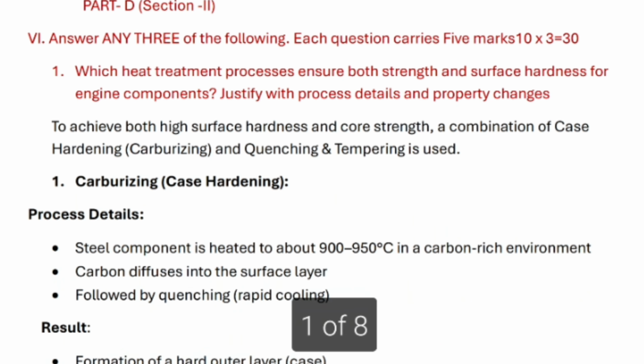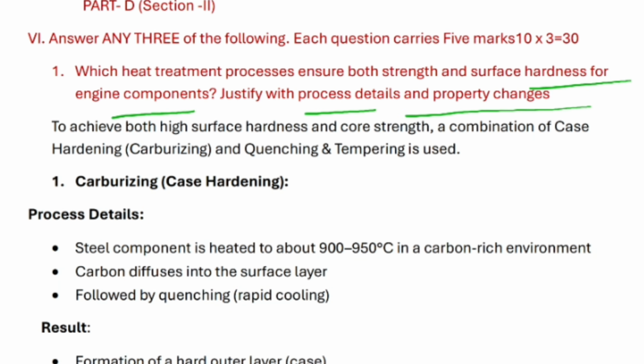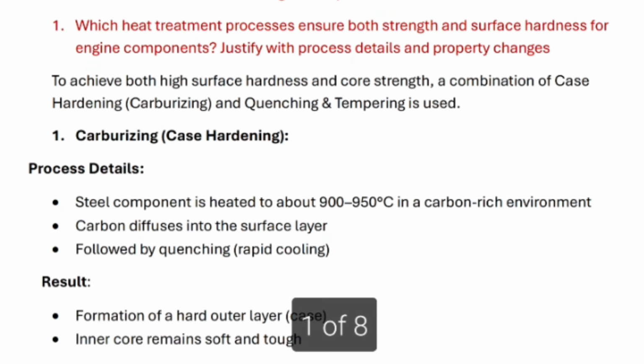The first question: which heat treatment process ensures both strength and surface hardness for engine components? Justify with the process details and property changes. To get both high surface hardness and core strength, we use a combination of case hardening, carburizing, quenching and tempering methods. We'll learn one by one.